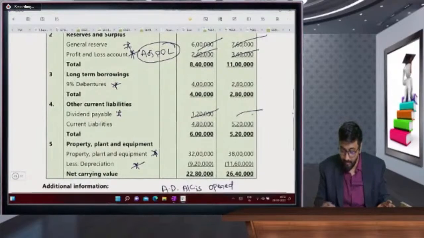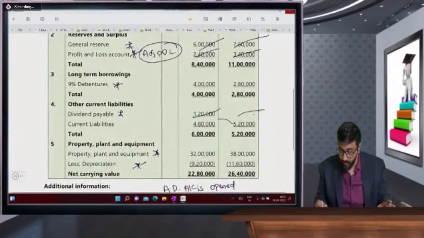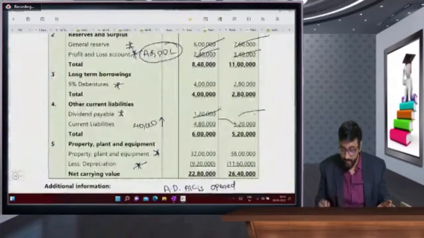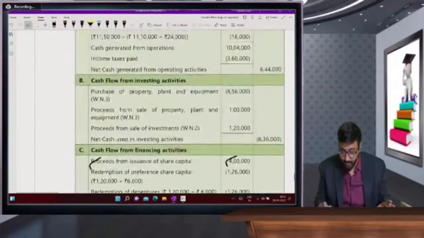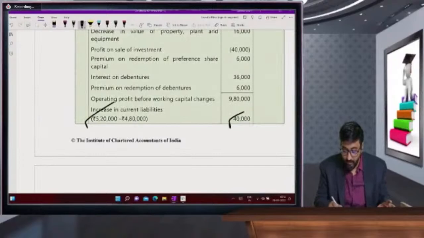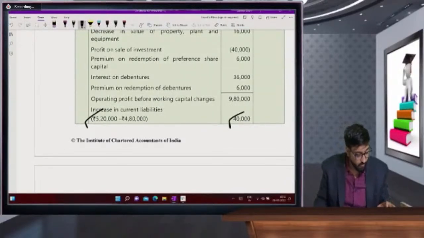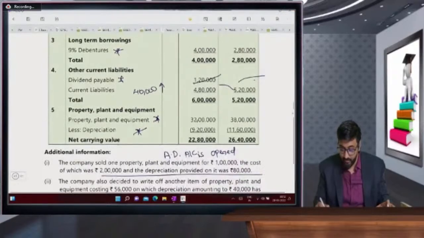Current liabilities, yes, over other current liabilities not 4. 480 to 40,000 increase, and increase in current liability means beta it is inflow under working capital adjustment. You can check, increase in current liabilities inflow 40,000. So 40,000 is inflow. Correct? Please understand it.